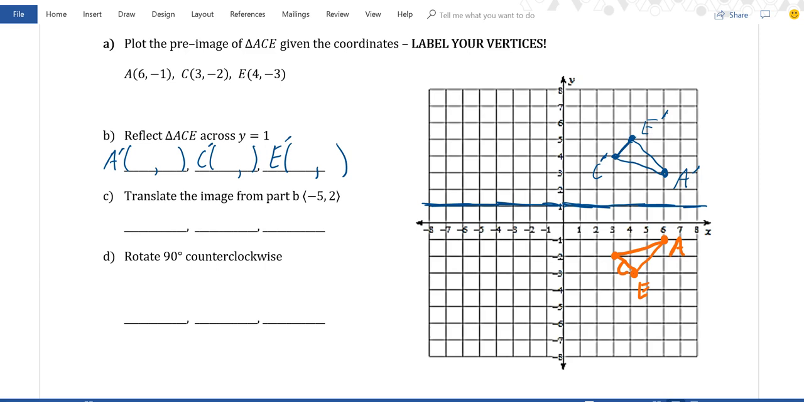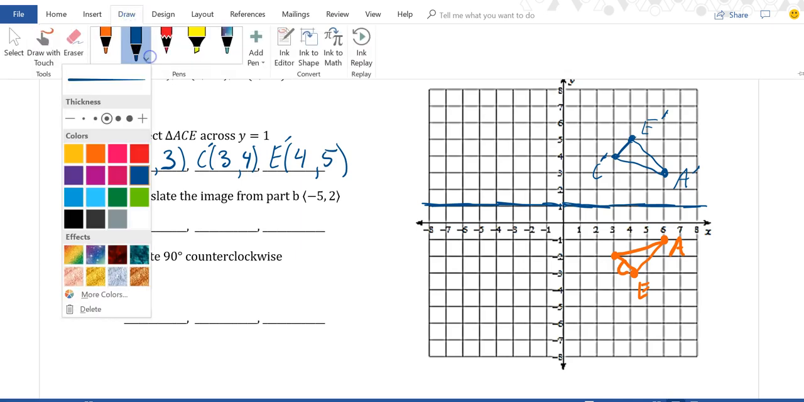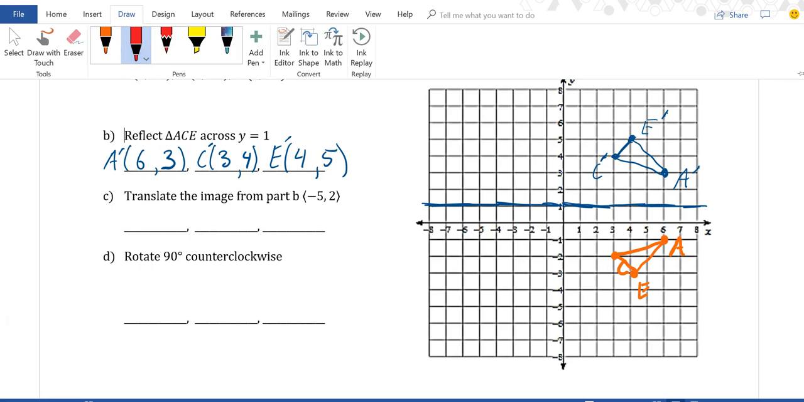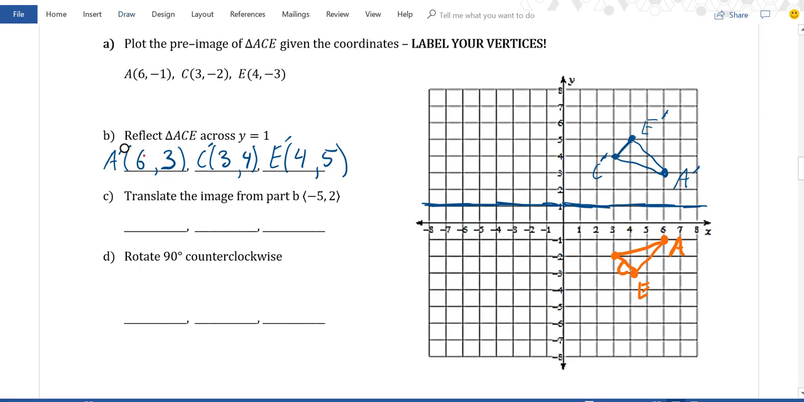Alright, so if I write those coordinates, A is now at 6, 3. C prime is at 3, 4. And E prime is at 4, 5. Let's get a new color here. Okay. Translate the image. So again, this is our vector notation here, so it's just saying go left 5, and then positive means up, so up 2. So if we want to work on this one, we now have A double prime, C double prime, and E double prime. So it's the second one, that's why it gets those 2 primes. The third one will get 3.